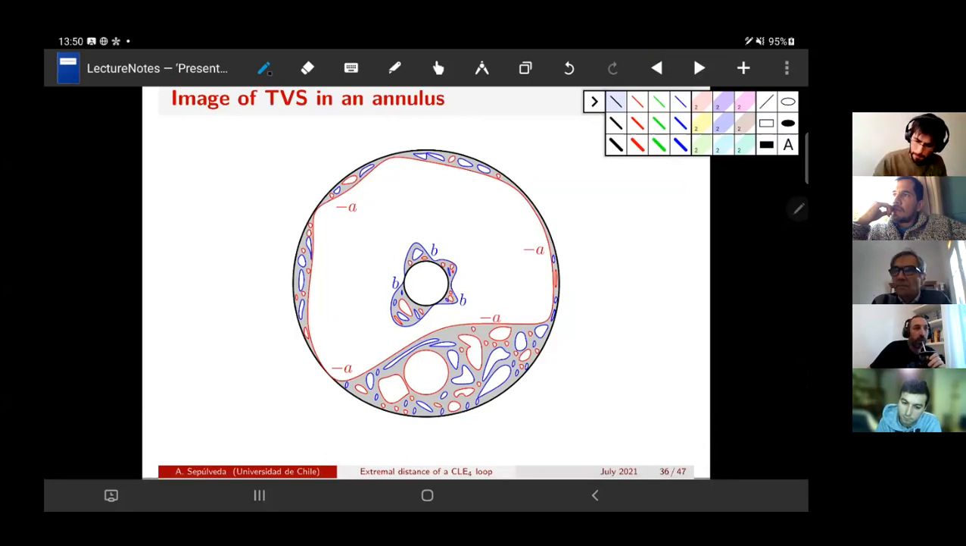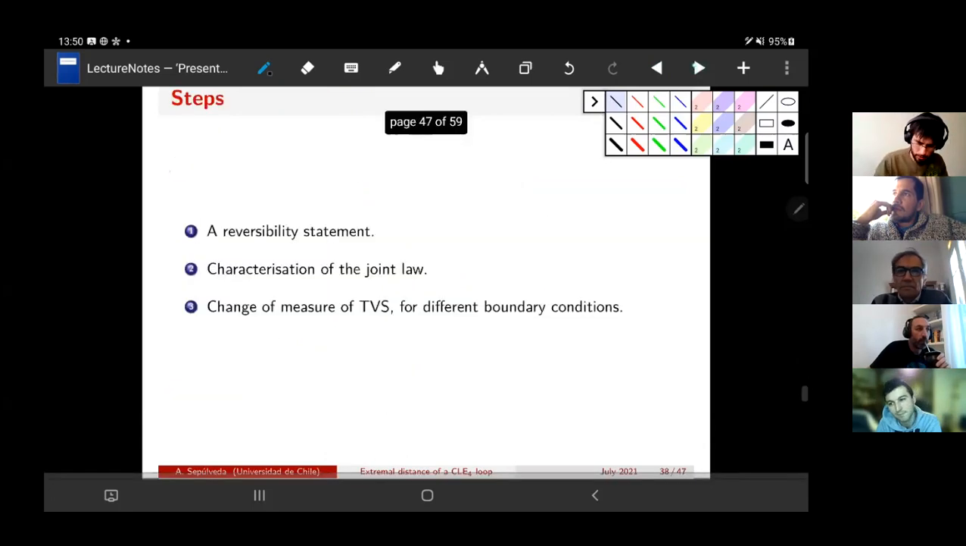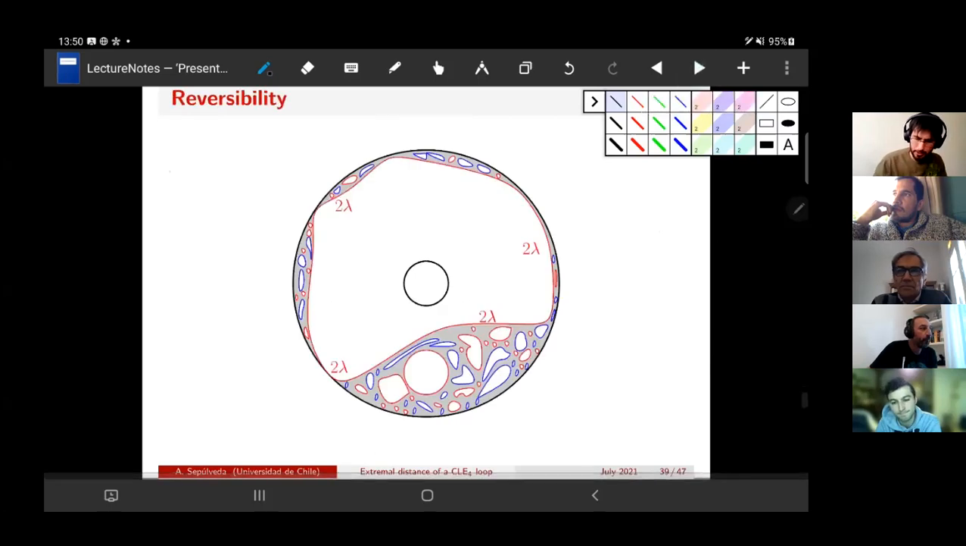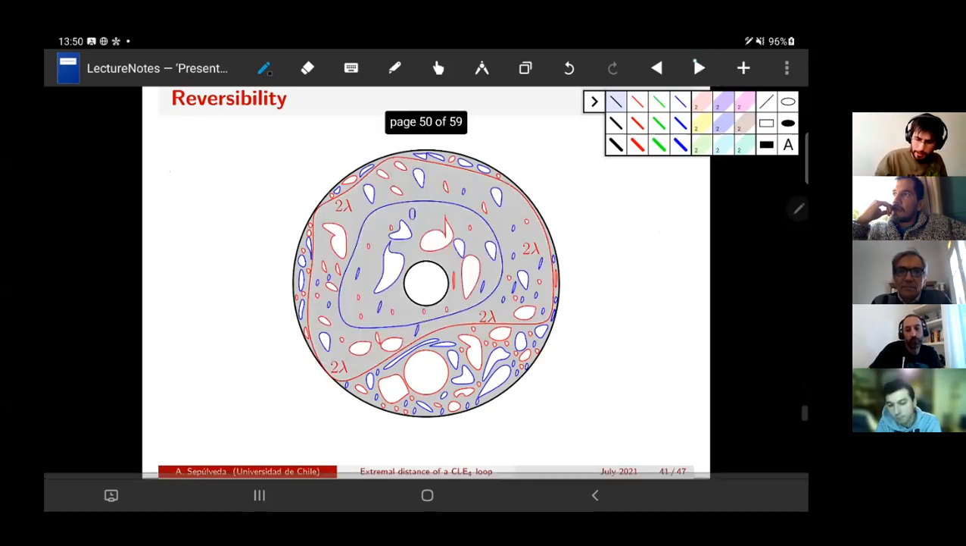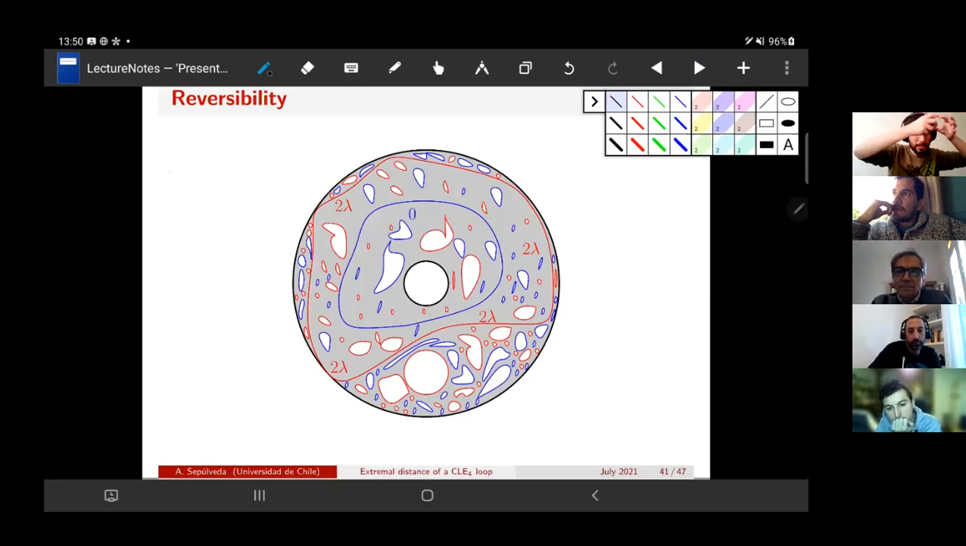You couple them, and I'm finishing in 30 seconds. What you will obtain is either 2 lambda or minus 2 lambda, and then you iterate it. Constructing it from the outside to the inside has the same law as constructing from the inside to the outside. So you obtain the law of the extremal distance to the outside.